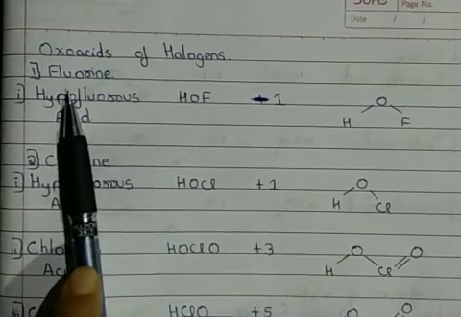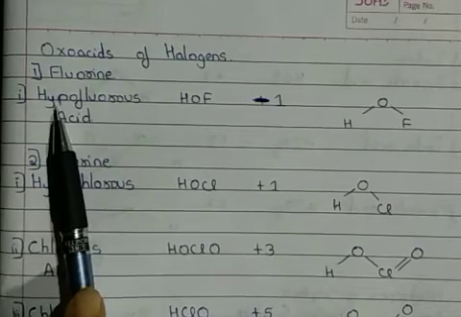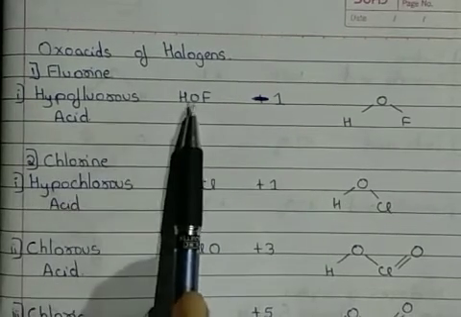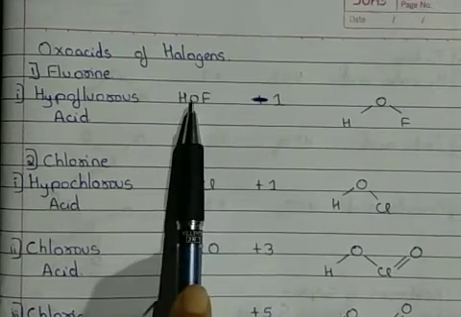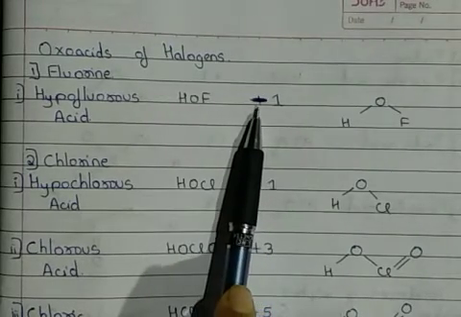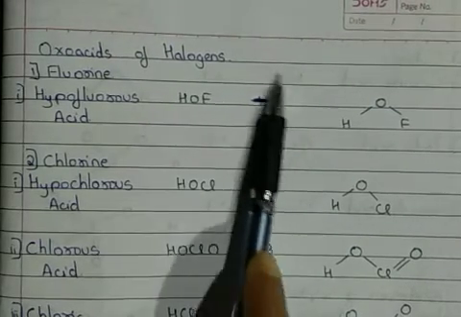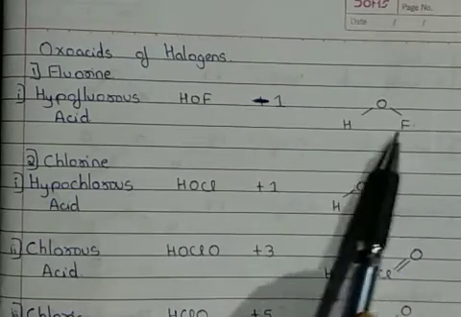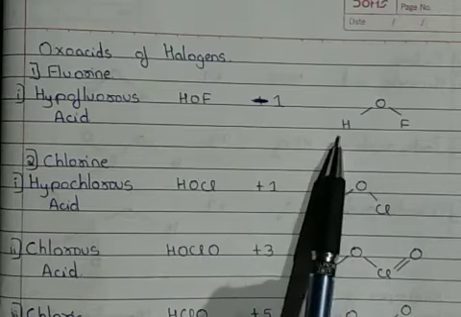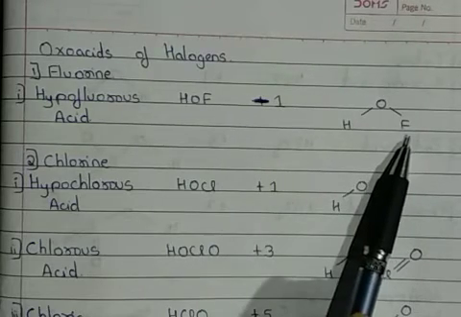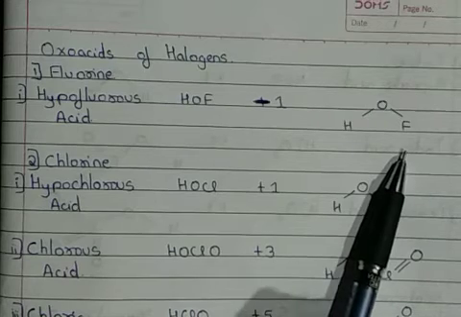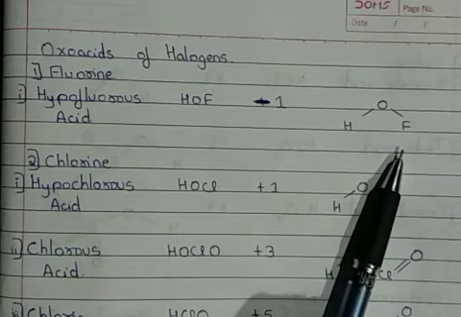Now very important, fluorine can form only one oxoacid, that is hypofluorous acid. Formula HOF. In this, the fluorine atom, as we have mentioned before, its oxidation state will be -1. The geometry or the structure would be like this, where a central oxygen atom has one hydrogen bond and one fluorine bond. Okay, so this is the only one oxoacid of fluorine possible, hypofluorous acid.